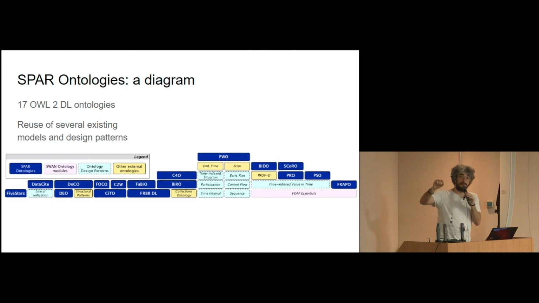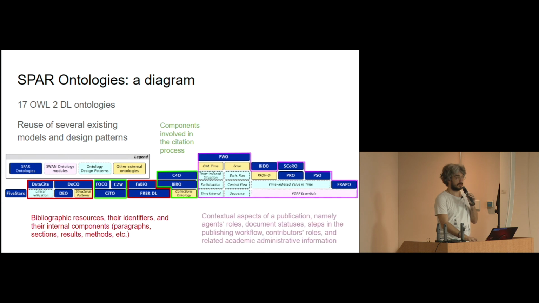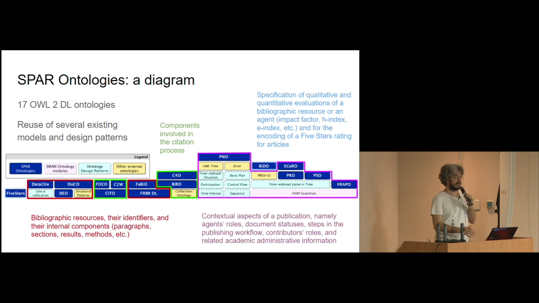These ontologies are the dark blue boxes in the diagram, and they basically allow you to describe several aspects of the publishing domain. In particular, those highlighted in green are devoted to the description of citations and all the other concepts that are around citation in scholarly documents.